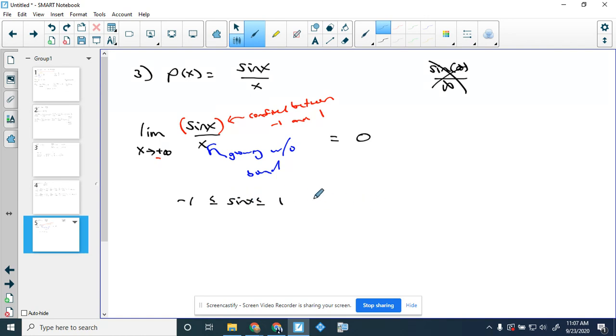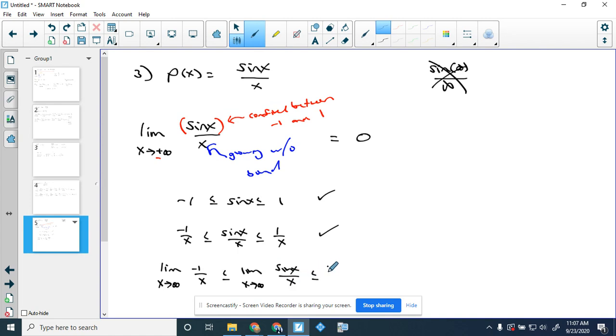And so now if you remember, when you're doing the squeeze theorem, start with your true inequality. Next thing is get the function you're trying to take the limit of in the middle. You're pretty close, you just have to divide everyone by x. So if I divide everyone by x, I would get this. The next step is to take the limit of everybody. So take the limit as x goes to infinity of -1 over x, less than or equal to the limit as x goes to infinity of sine x over x, less than or equal to the limit as x goes to infinity of 1 over x.